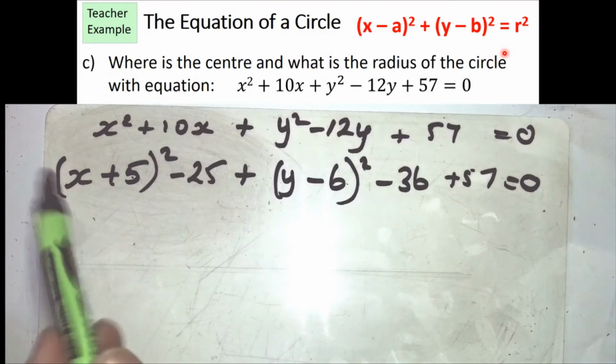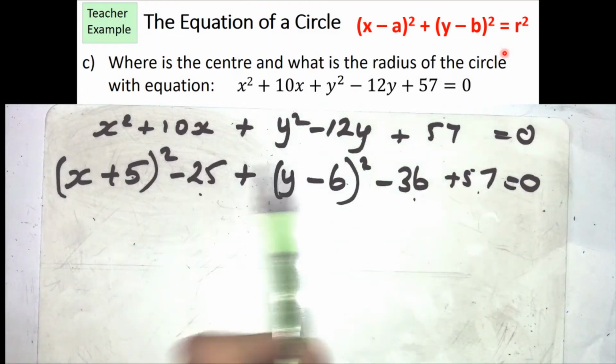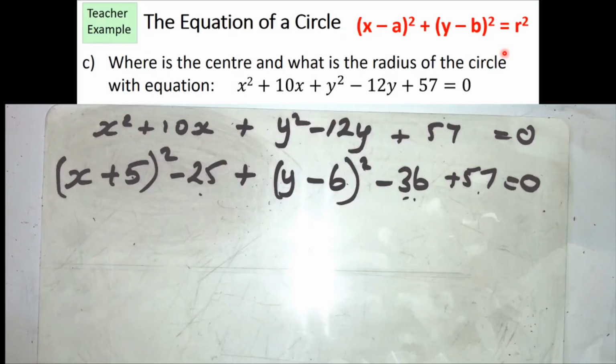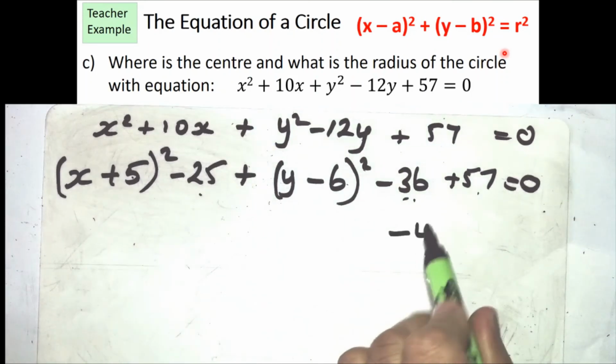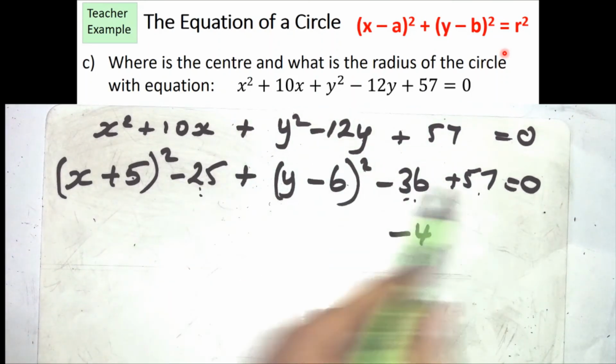And so now the next part is I'm going to collect these three numbers together so that I get minus 25 minus 86 plus 57 equals minus 4. So that is equal to minus 4. So those three values there put together equals minus 4.